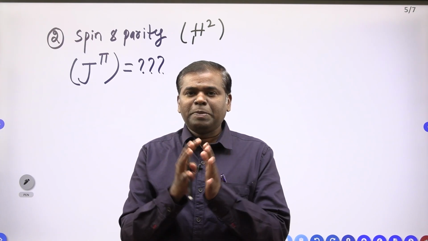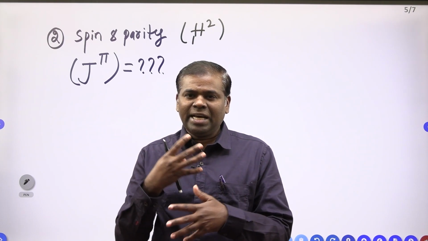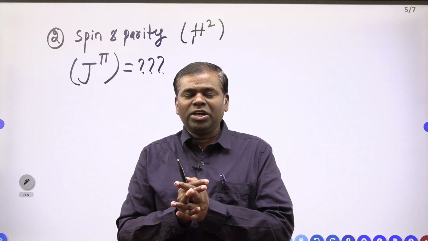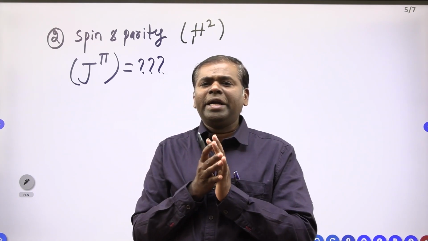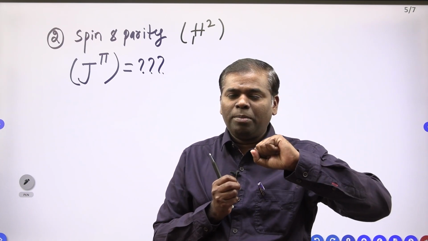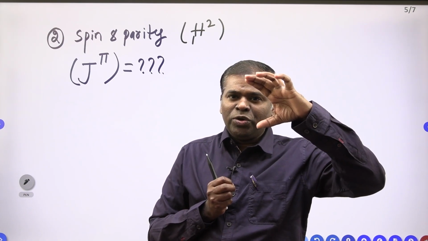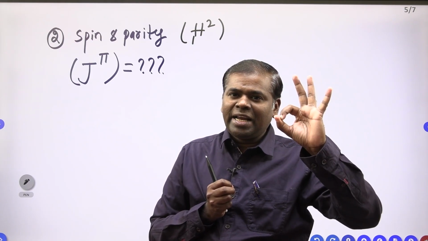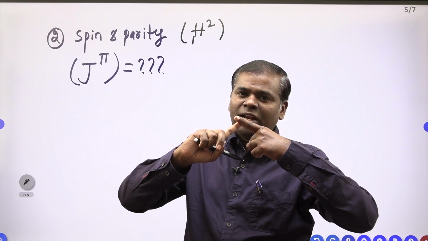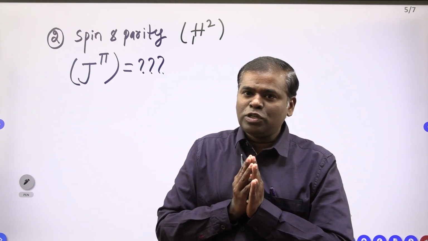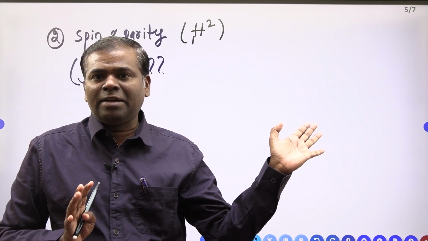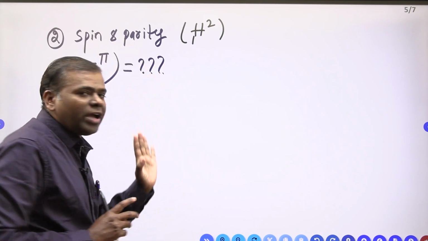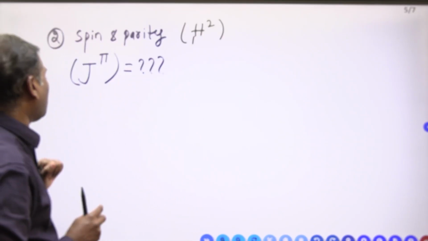Clear? Not only spin and parity, quadrupole moment is there, electric dipole moment is there, and then the wave function equation is there. So many parameters are involved in the deuteron problem. But in this video, I choose only two things. One is the binding energy of the deuteron. The second one is the spin and parity of the deuteron. First, the binding energy of the deuteron we finished. Now we go for the spin and parity.